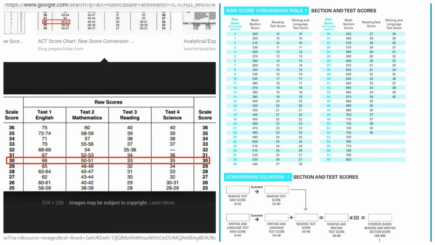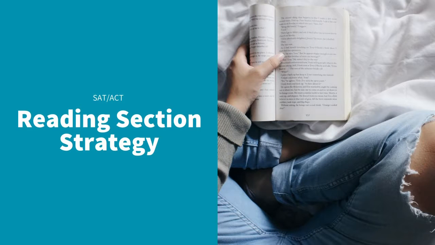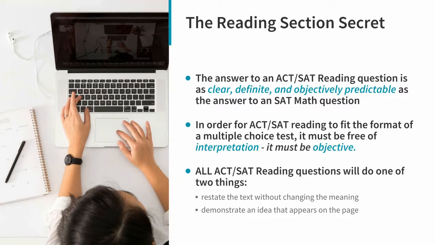Okay, so let's talk about some specific strategies for the reading section of the SAT and ACT. They're slightly different, but these are general strategies that I'm going to talk about. So for the reading section, the answer to an ACT or SAT reading question is as clear, definite, and objectively predictable as the answer to an SAT math question. In order for ACT and SAT reading to fit the format of a multiple choice test, it must be free of interpretation, it must be objective, so it cannot include bias. And we're going to use this to our advantage.